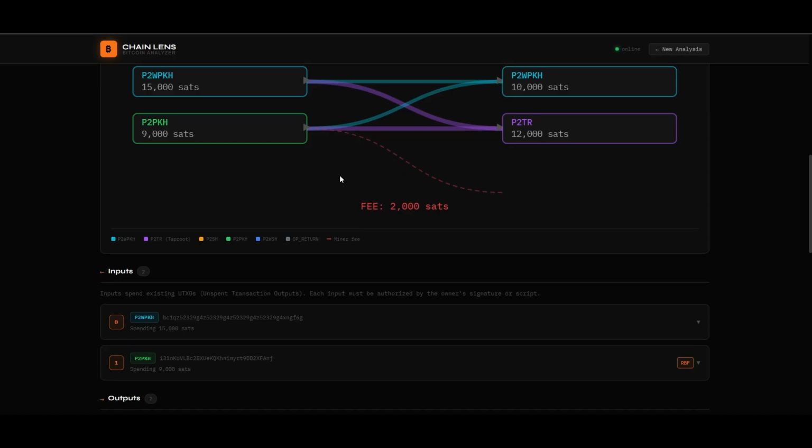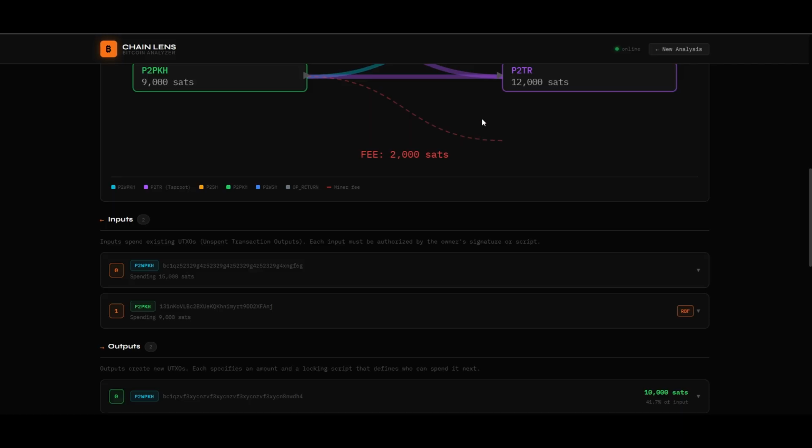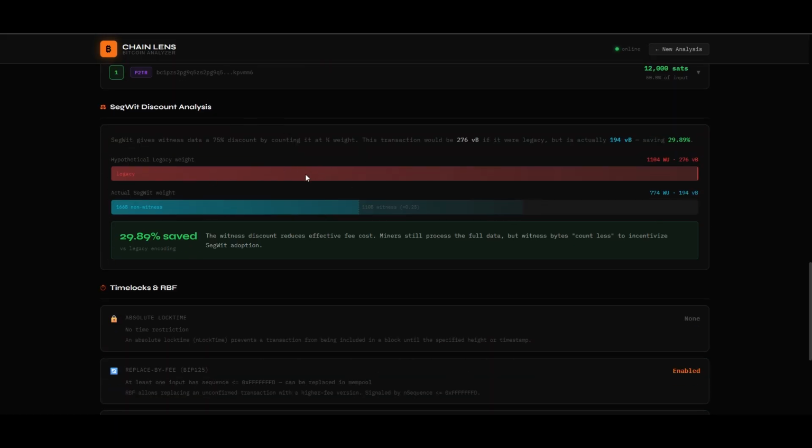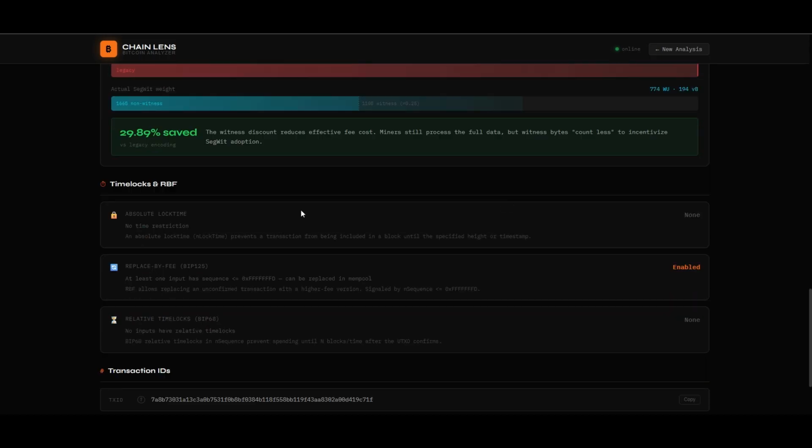So what lock time means is we are basically locking a transaction from getting mined until a specific time. So let's say that I want a transaction which cannot be mined before the 25th of February. So I can set the lock time there. And this is the SegWit discount analysis. If it was a legacy transaction, it would be 276 bytes, but now it's SegWit, it is only 194 bytes.